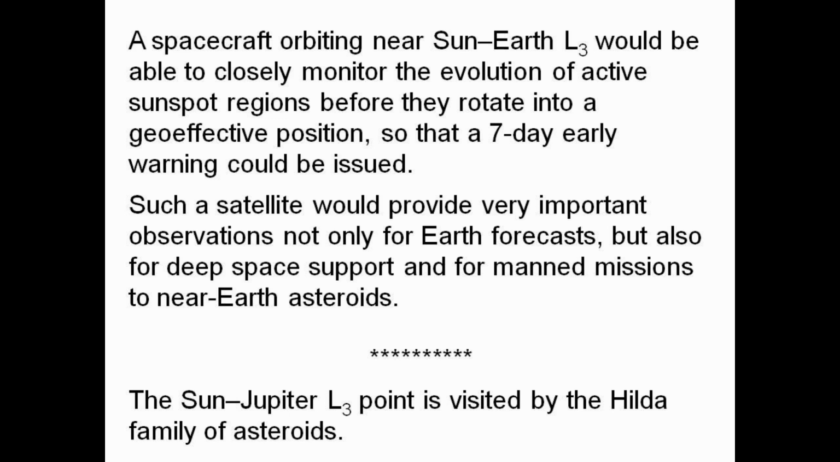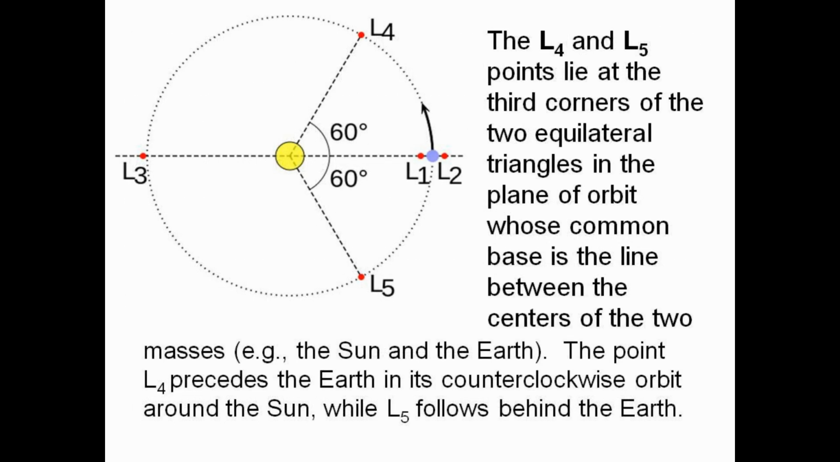Changing the subject here, which is what that means, the Sun-Jupiter L3 point is where the Hilda family of asteroids is, on the opposite side of the sun from Jupiter. We'll see a picture of that later. L4 and L5 are at the corners of the equilateral triangles leading and following the Earth in its orbit around the sun. Again, the forces all cancel out, and we see why.